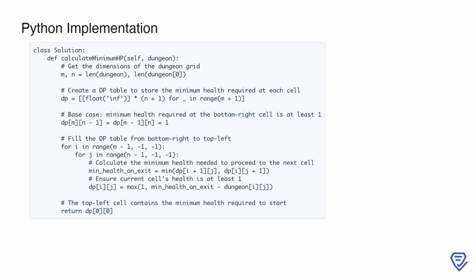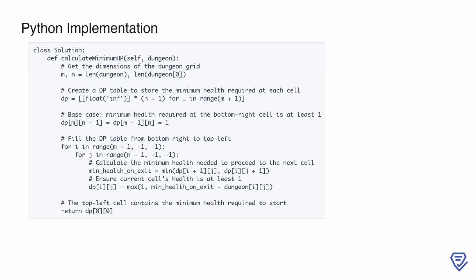2. Base case. The minimum health required at the bottom right cell of the dungeon, the goal cell, is set to 1. This ensures the knight survives even if the cell has no health reduction. The auxiliary boundary cells dp[m][n-1] and dp[m-1][n] are also set to 1 to facilitate the calculations.